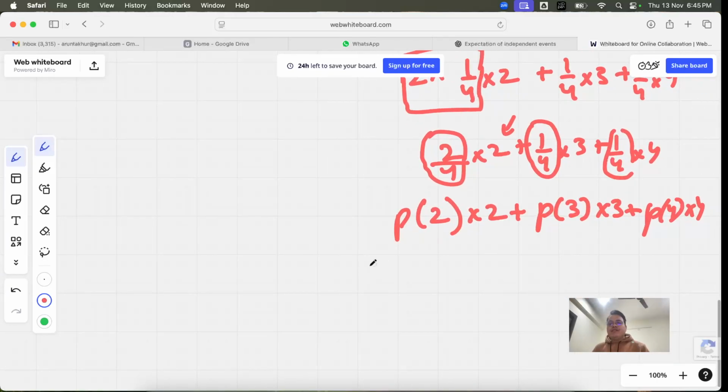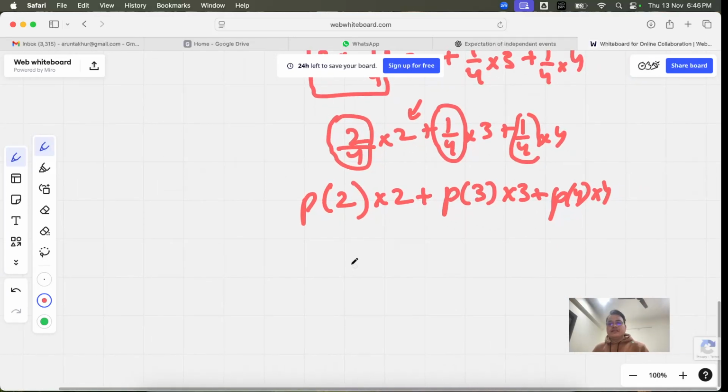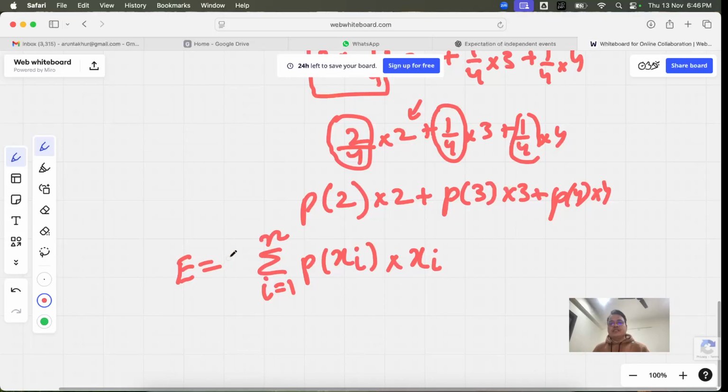To simplify, we can write the probability of seeing xi, because xi is changing, once it is 2, the second time 3, and the third time 4, multiplied by the value of xi, summed over i from 1 to n. This is nothing but an expectation. We have just discussed that the average is an expectation; we can see it as an expectation.